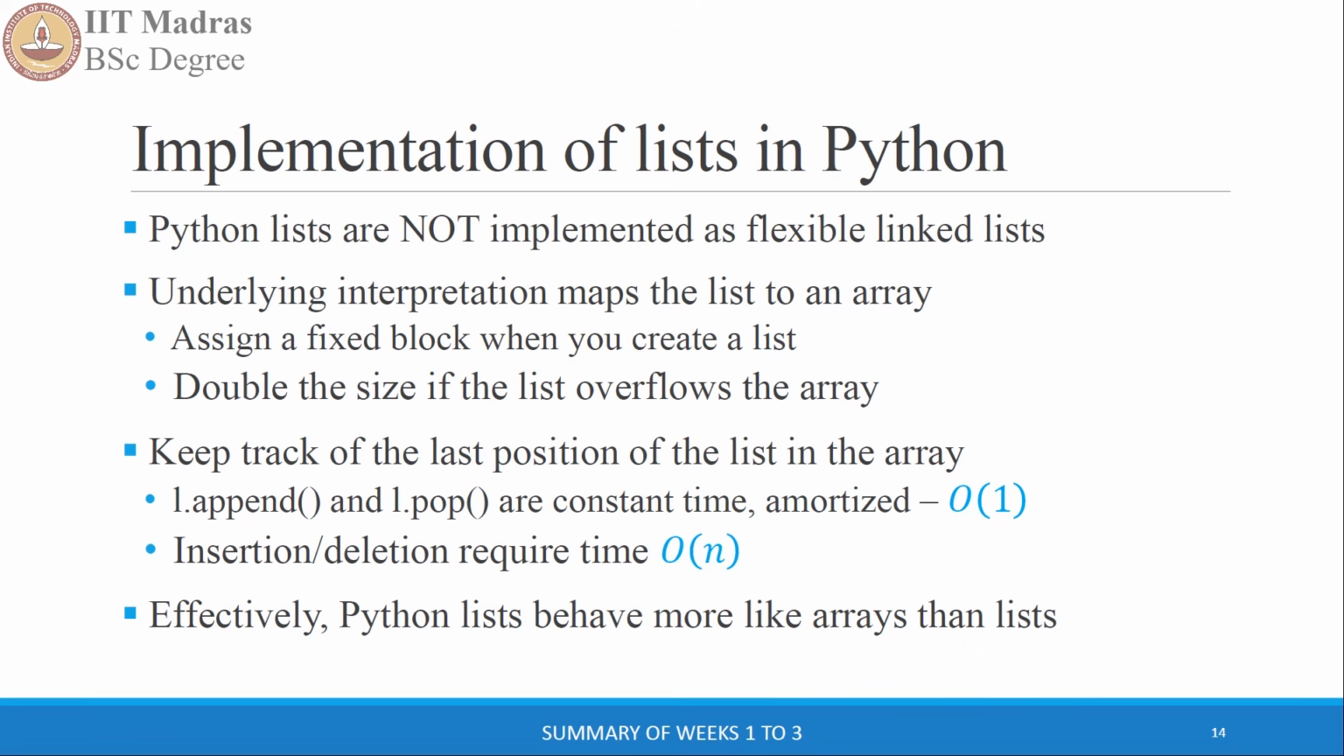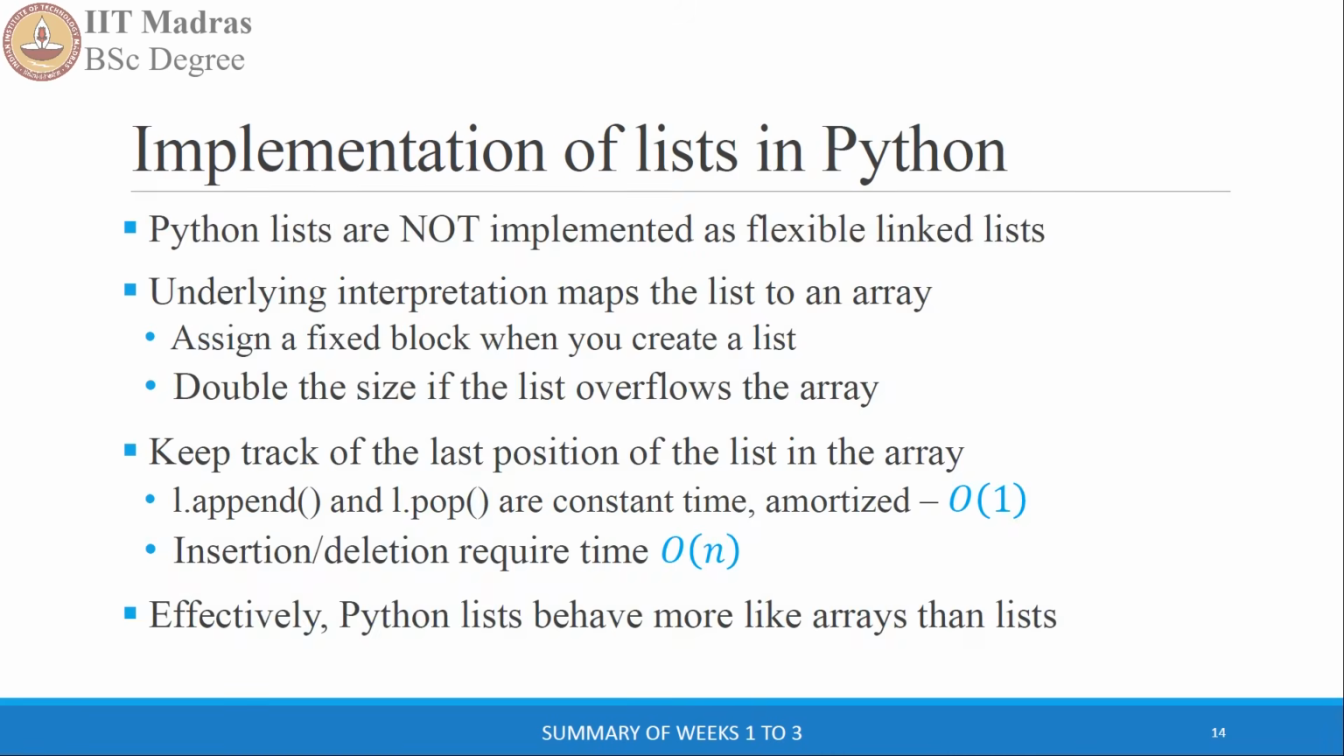And that is why these Python lists keep track of the last position of the list in the array. So append and pop operations take constant time, precisely amortized O(1), whereas insert and delete operations take linear time. And that is why Python lists behave more like arrays than linked lists.